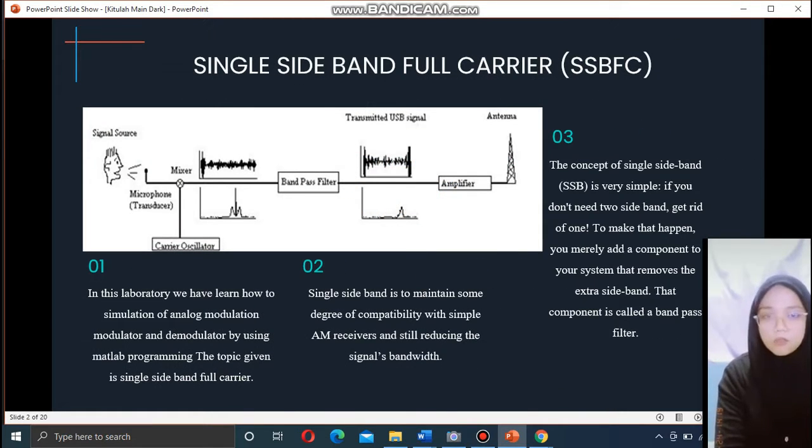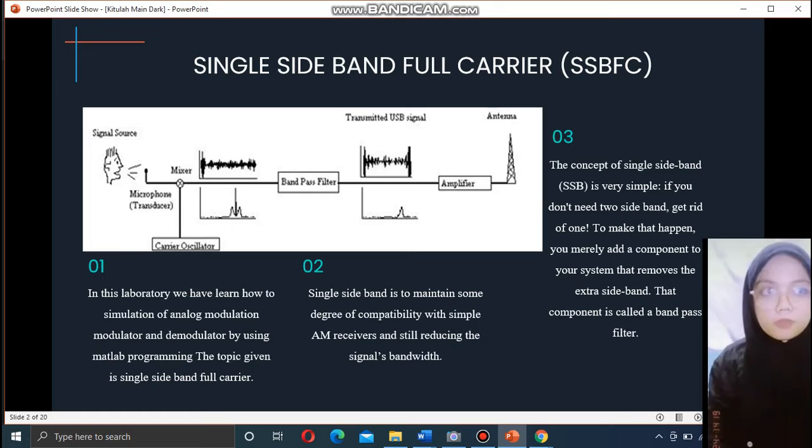First, in the laboratory, we have learned how to simulate analog modulator and demodulator by using MATLAB programming. The topic given is SSBFC. Second, single sideband is to maintain some degree of compatibility with simple AM receivers and still reduce the signal bandwidth. And third, the concept of single sideband is very simple.